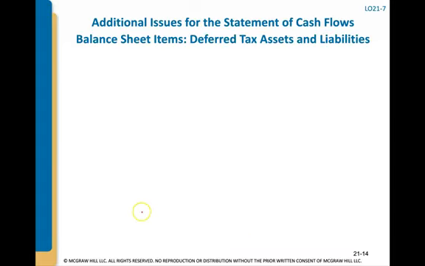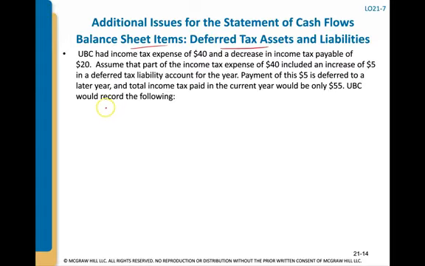Lastly, the last type of balance sheet item I want you to be aware of is deferred tax assets and deferred tax liabilities. When we record an income tax expense, that income tax expense can encompass the current year liability that we have on our tax return, but can also encompass deferred tax expenses for liabilities that we might have in the future or future deductions if we have a deferred tax asset.